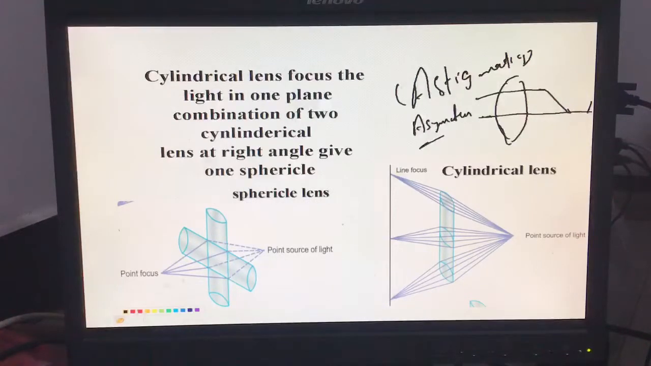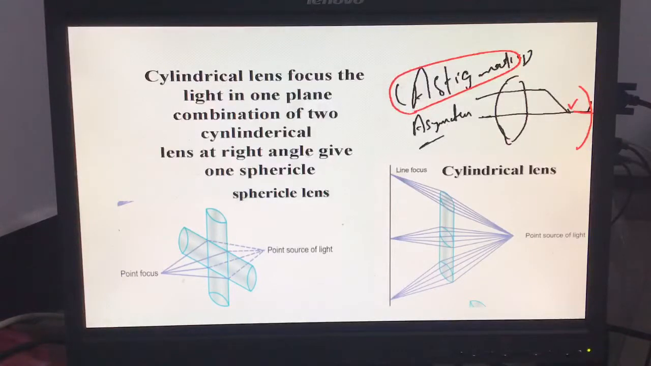Here we have the retina structure. So this is the retina here. The light ray focuses behind the retina, and the light ray focuses before the retina. So it's known as astigmatism.